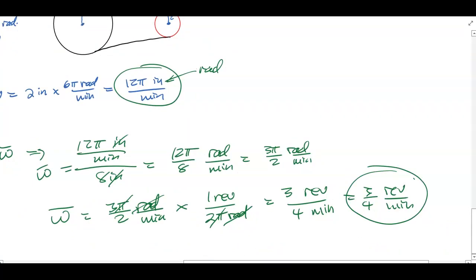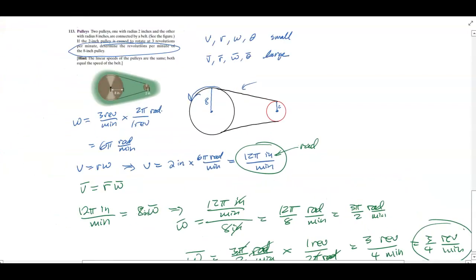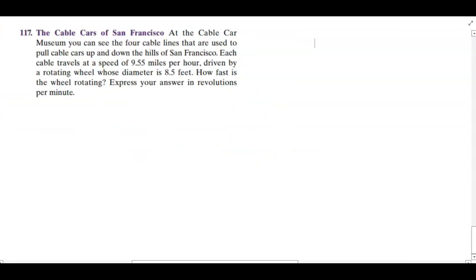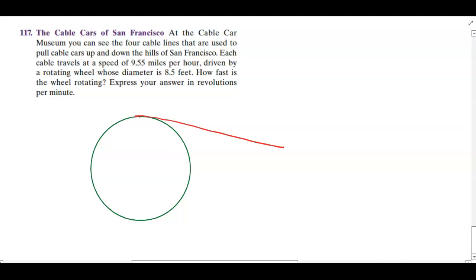Alrighty. So now let's look at another one. I think the other one was up here, cable cars in San Francisco. All right, what do we got here? Each cable is driven by a rotating wheel. Let's draw a wheel, and then we have a cable that comes off of it. Now it says that the diameter of the rotating wheel is 8.5 feet. So what that means then is that the radius is 4.25. So R equals 4.25 feet.